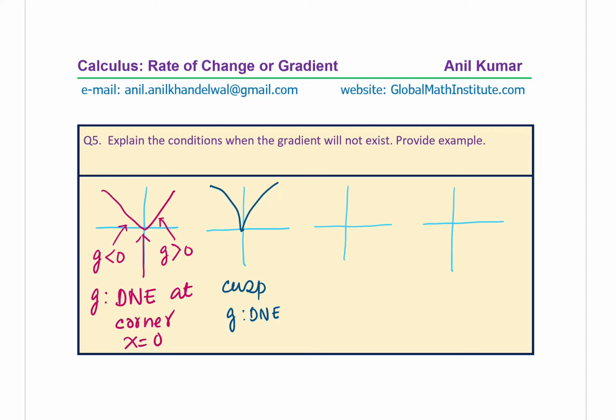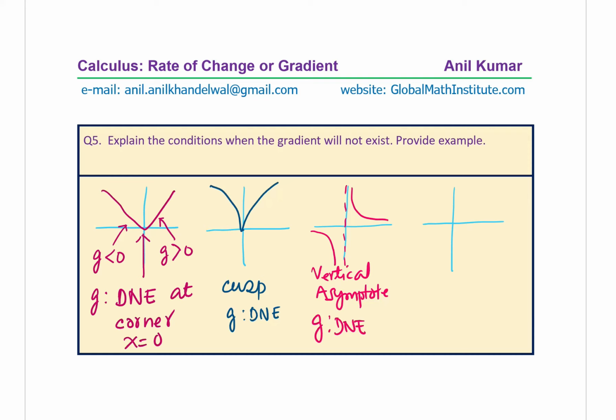We have seen the graphs of functions which look like this. As you can see, we have a vertical asymptote. If you have a vertical asymptote, in that case the gradient does not exist. So g does not exist. A reciprocal function will have a situation like this, right?